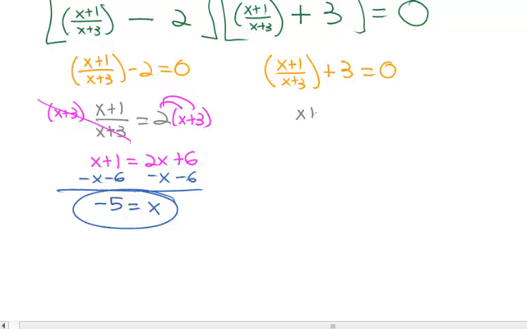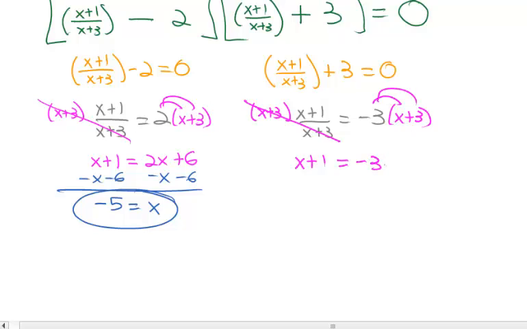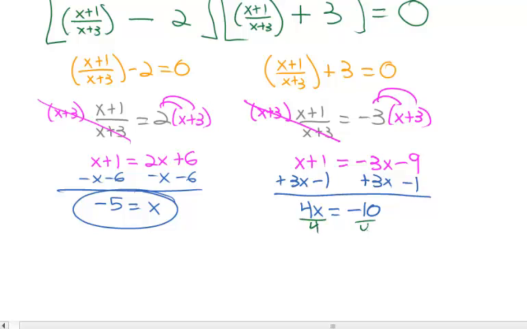Second equation, solving the exact same way. This time we're going to subtract 3 to get equals negative 3. And then we can multiply both sides by the denominator of x plus 3, because that denominator will divide out, leaving x plus 1 equals, distributing the negative 3, negative 3x minus 9. Now we add 3x to both sides, subtract 1, getting all the x's on one side and negative 10 on the other side. And when we divide by 4, x is equal to negative 5 halves for our second solution.